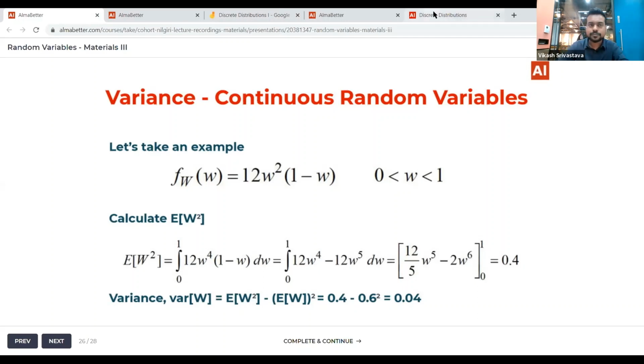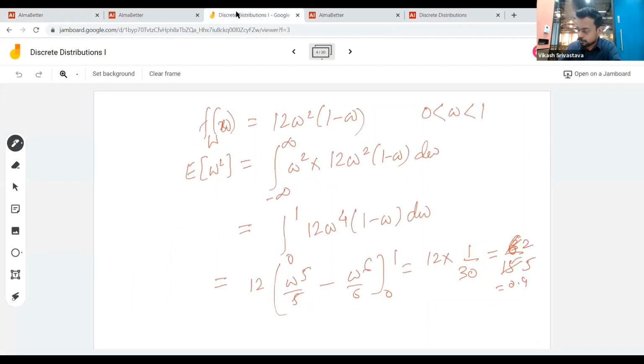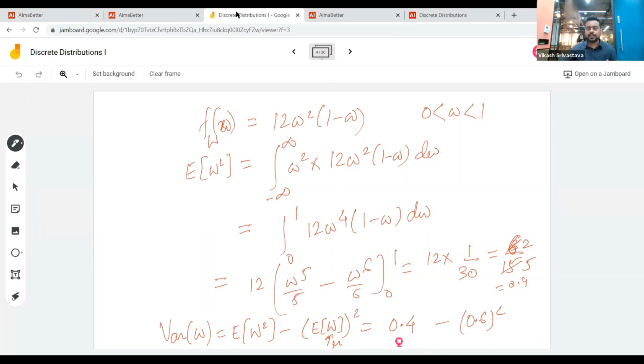So your variance for this random variable W will be the expectation of W squared minus the square of the expectation of W. This term is the mean only, and remember in the last class the mean came out to be 0.6, so this will be 0.4 minus 0.6 whole square. You can check the units are really consistent. When I multiplied this with W squared, let's say W could be any unit.